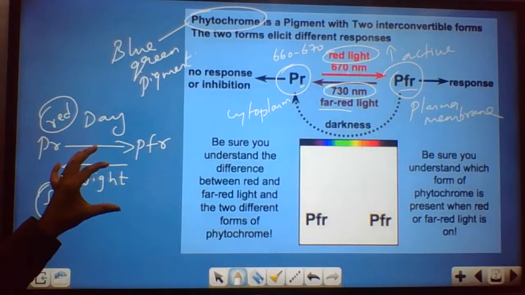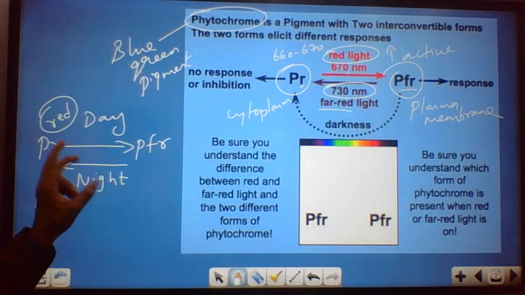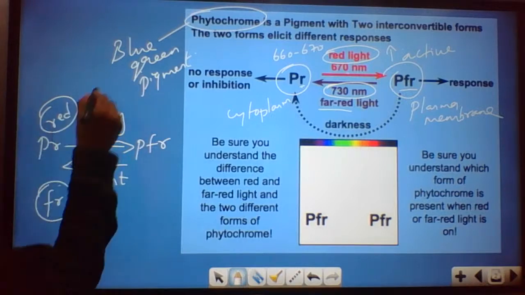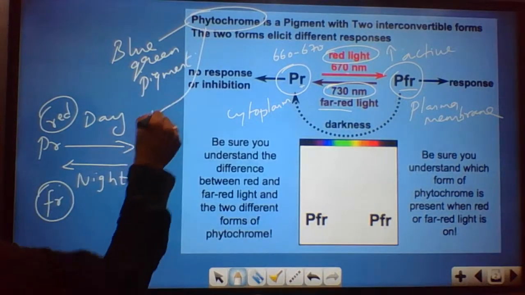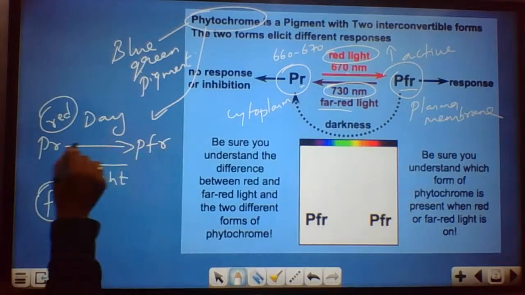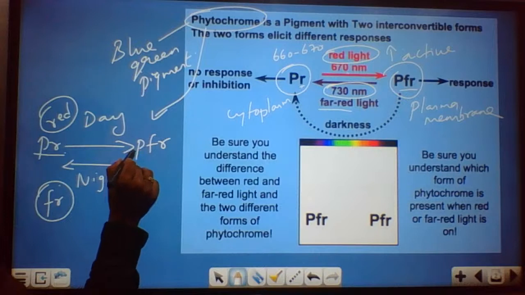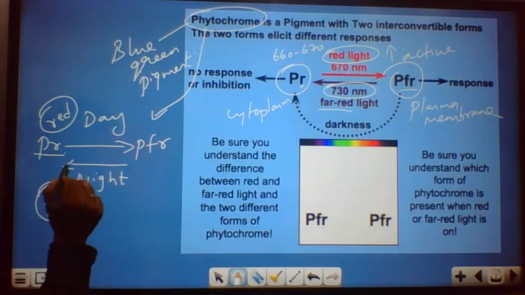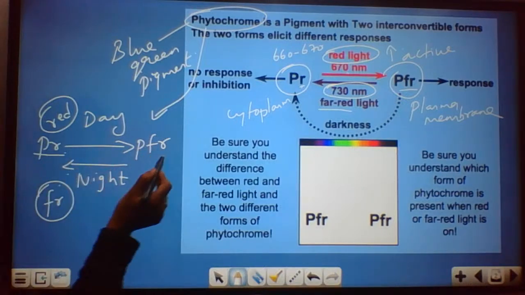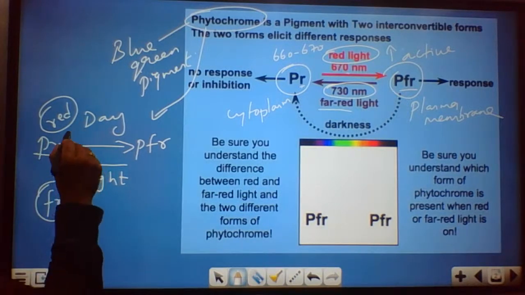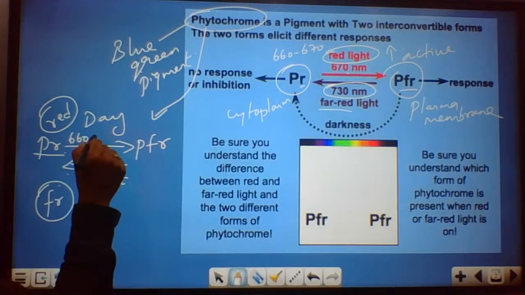Having this in mind, this is the basic concept of what happens in the daytime when PR is getting converted. Both PR and PFR come under the phytochromes. During daytime, phytochrome red is converted to phytochrome far red. During darkness, the night time, phytochrome far red gets converted to PR. But here the nanometer you could see is 660 to 670 nanometer.